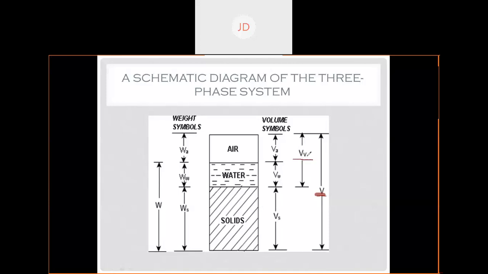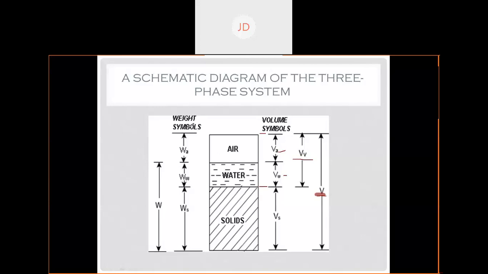And here you can see Vv, volume of voids. From here to here, this total volume represents volume of voids. This volume of voids may be divided into two parts, that is volume of air and volume of water. So we can say Vw plus Va is equal to Vv. Okay, fine. So this is the volume representation.